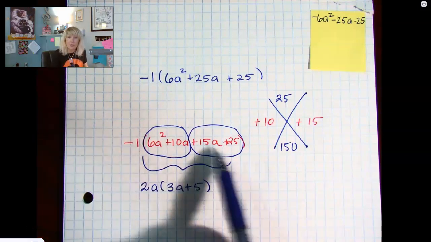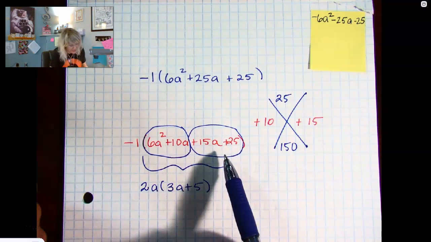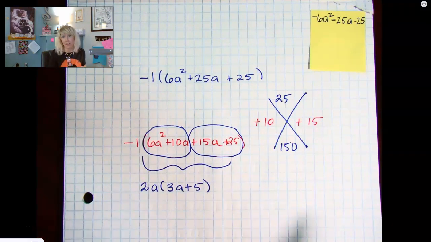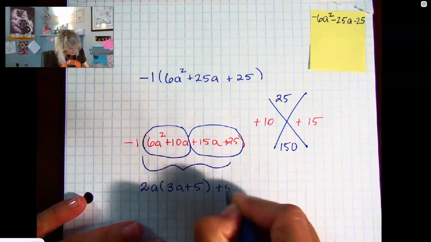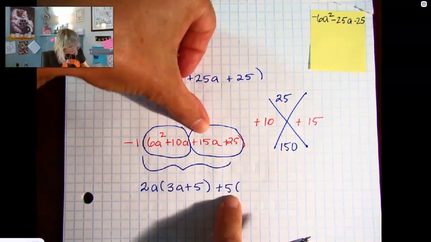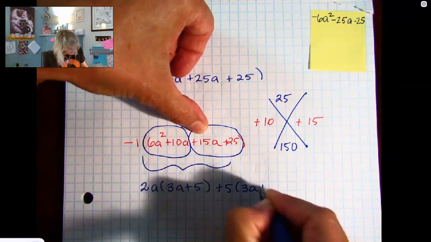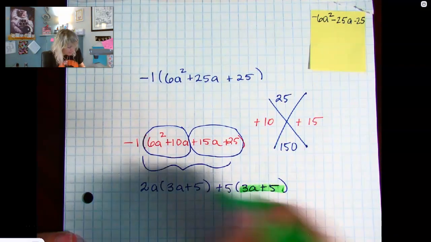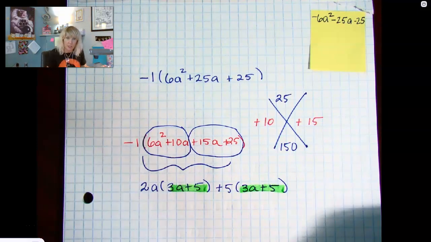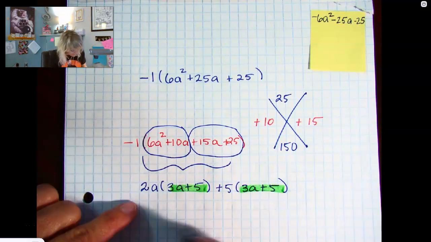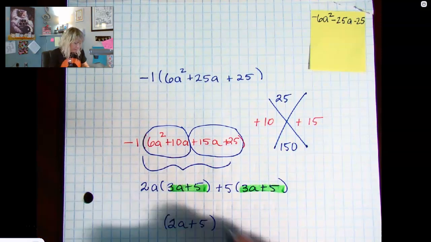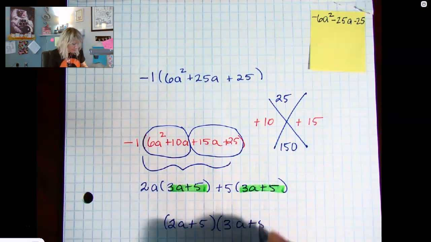Now I'm going to look at the second group, and the only thing I can take out of that is going to be a 5, which is a positive 5, so I'm going to write plus 5. So plus 5, and then this is going to factor to 3a plus 5. So far, so good. I'm totally feeling confident about my work because those two match. So my final factors are going to be 2a plus 5. And then remember, you only write the matching pair once.